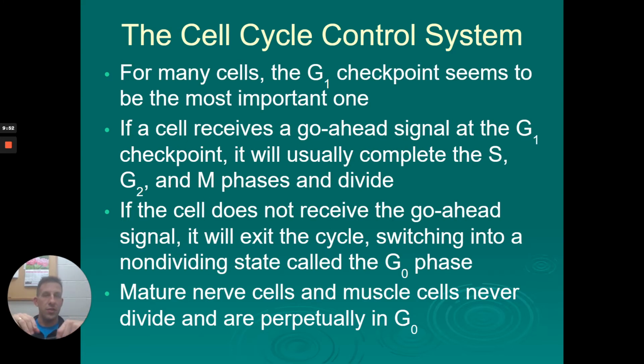Once we reach a certain maturity level, once we reach a certain age, or our body has matured to a certain point, our nerve cells and our muscle cells, generally speaking, now there are obviously some exceptions to this, never divide again. Okay, they never regenerate.